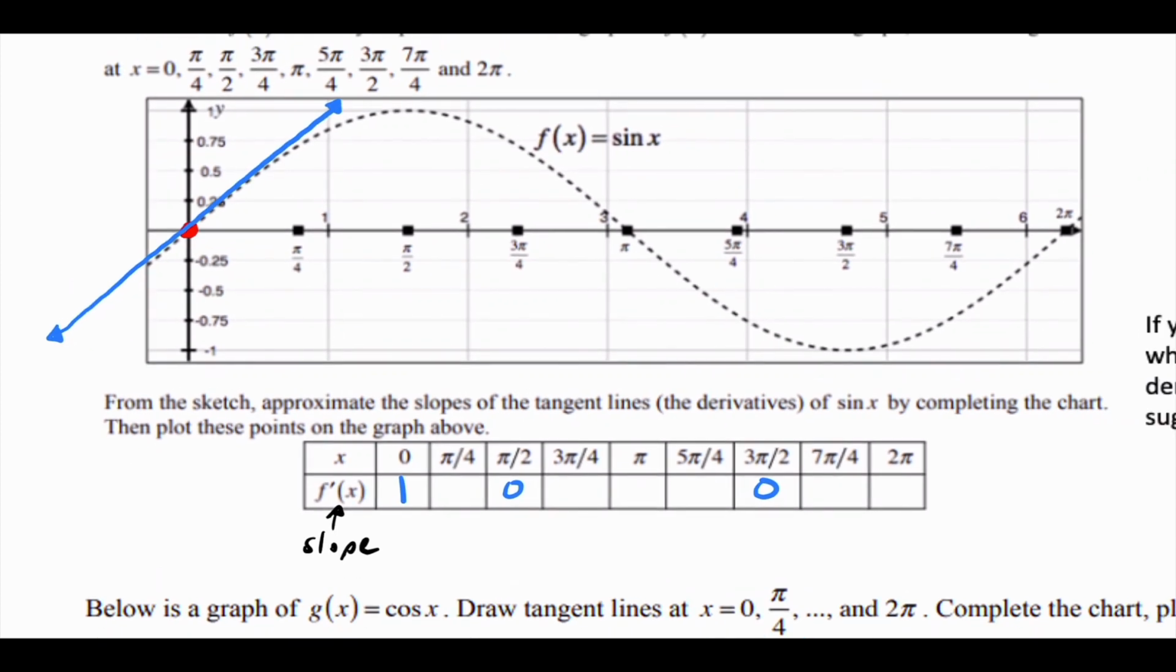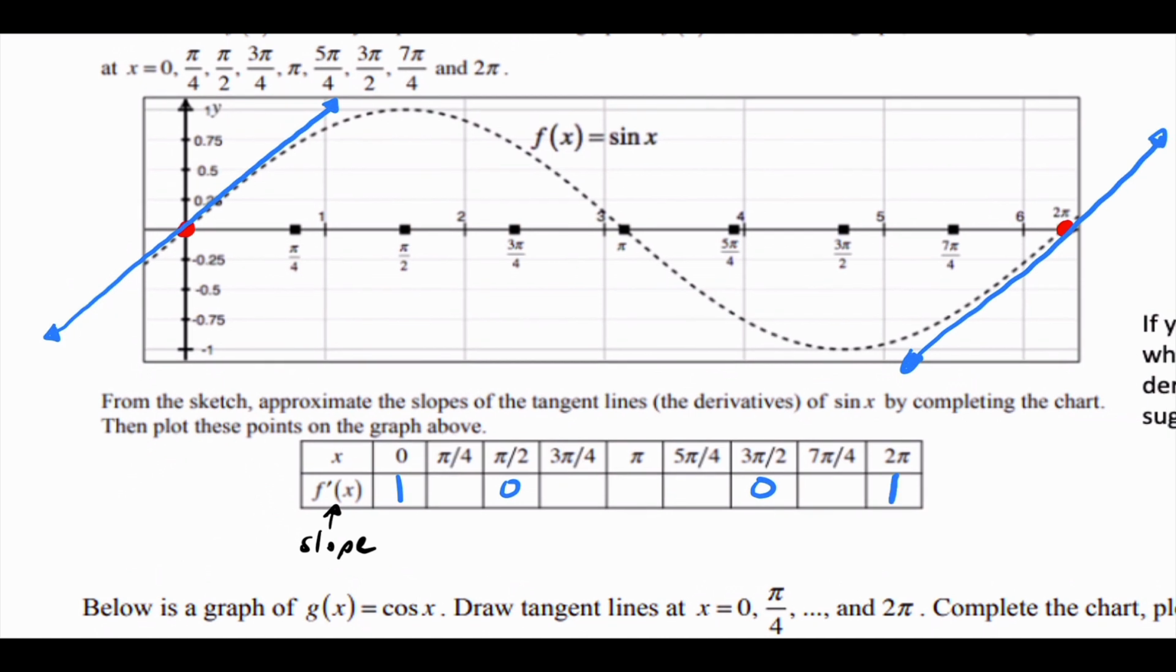Is there anywhere else where I would have the same slope? At 2 pi, right? At 2 pi, it's the same situation. I would have a slope that's parallel to that one. So that one's going to be 1 as well. What would the slope of the tangent line be right in between those at pi? So at this dot right here.